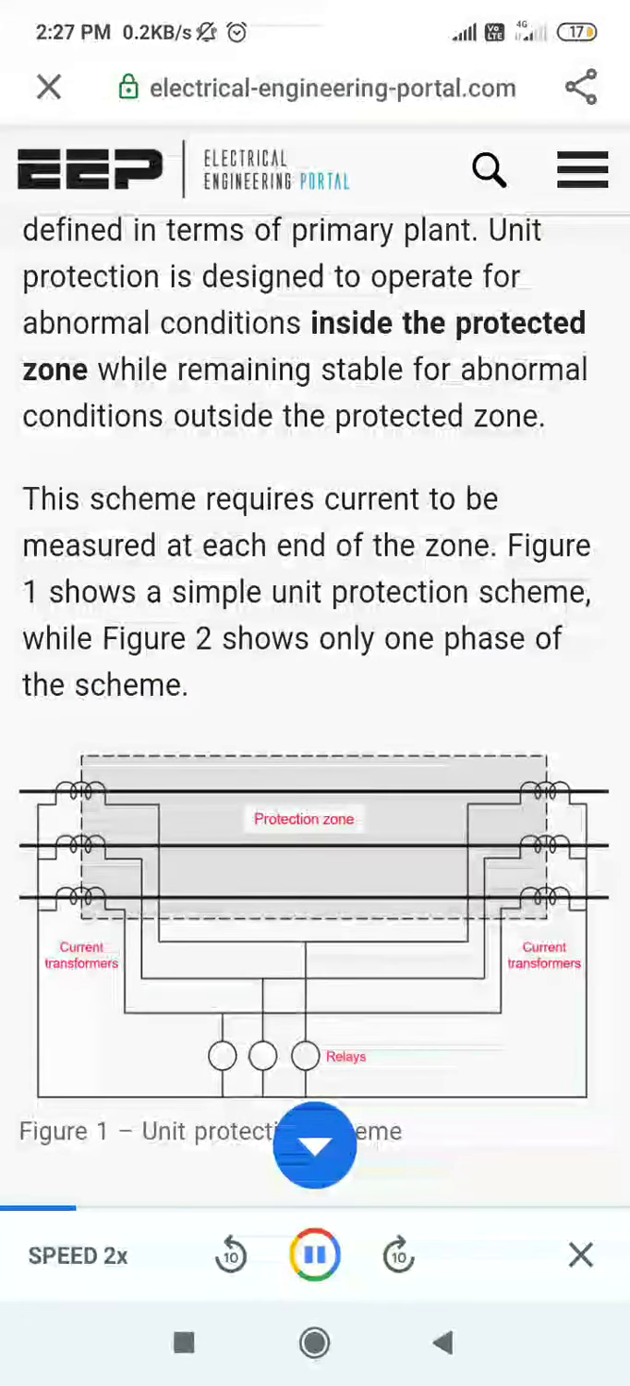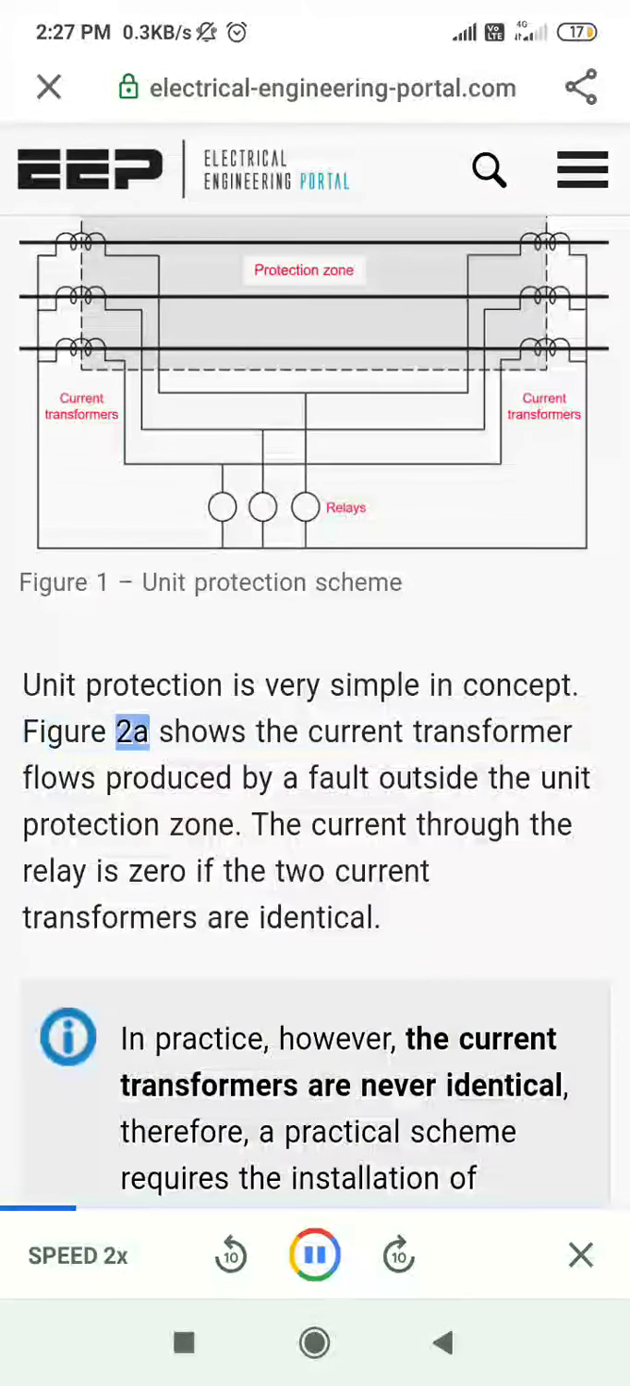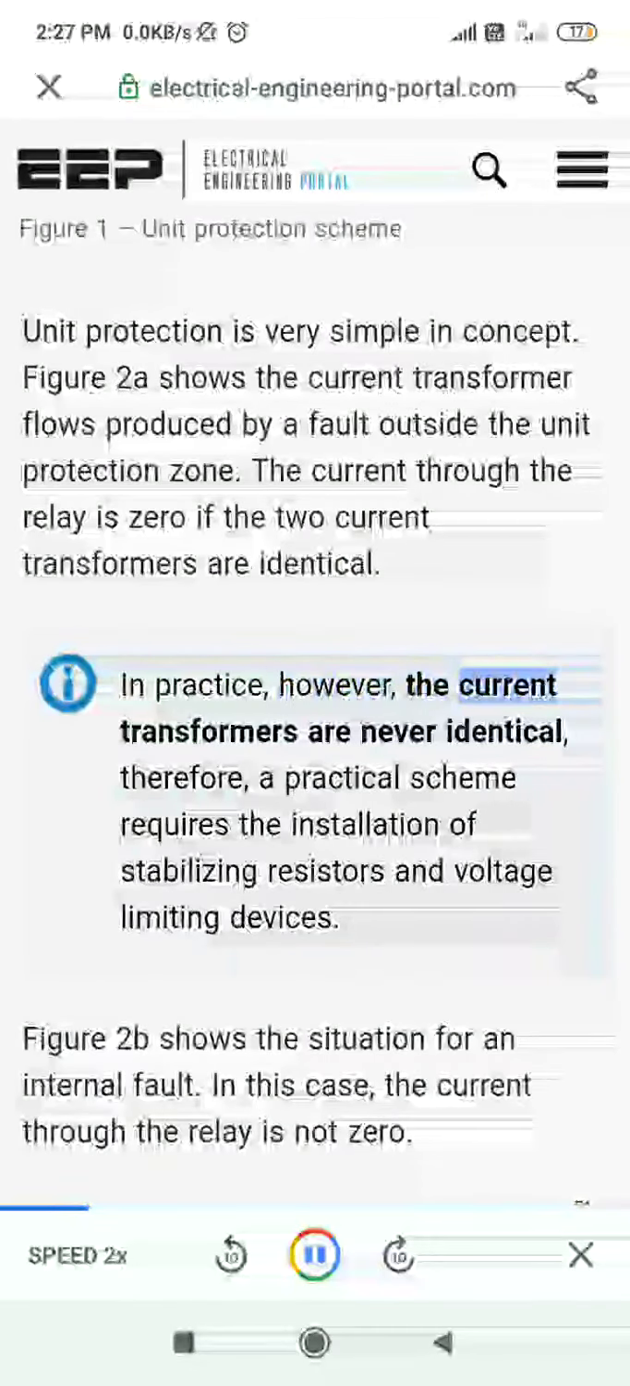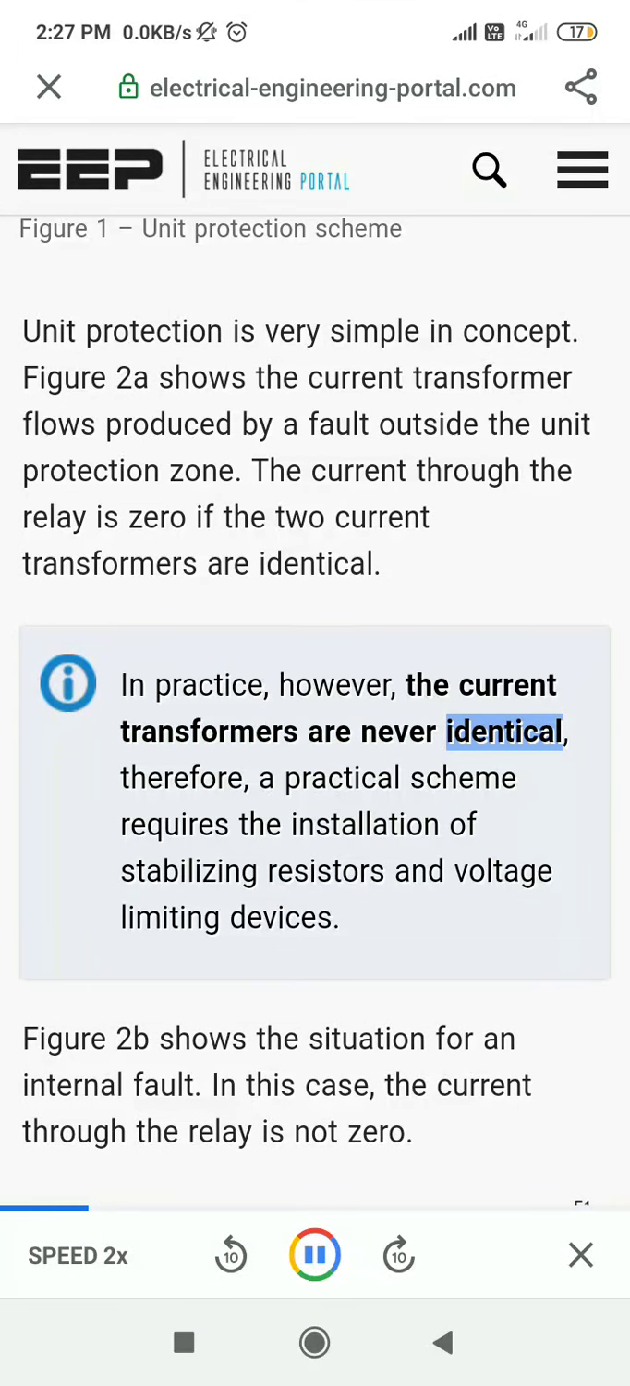Unit protection is very simple in concept. Figure 2a shows the current transformer flows produced by a fault outside the unit protection zone. The current through the relay is zero if the two current transformers are identical. In practice, however, the current transformers are never identical. Therefore, a practical scheme requires the installation of stabilizing resistors and voltage limiting devices.